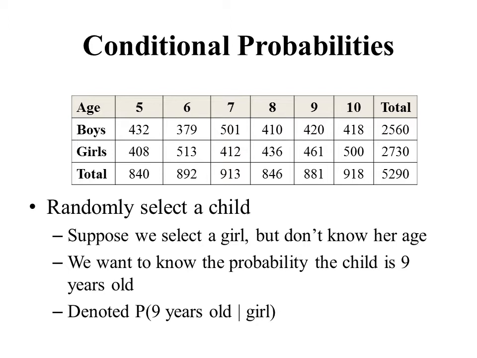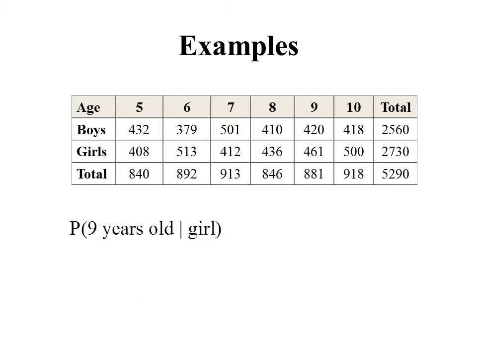This is what we call a conditional probability. It's the probability of something conditioned on the fact that something has already happened. We know the child is a girl. We want to know the probability of something more about that girl. So this again is the probability that we want to know.